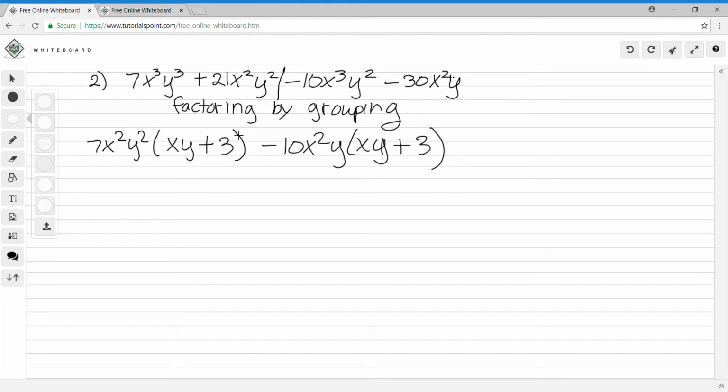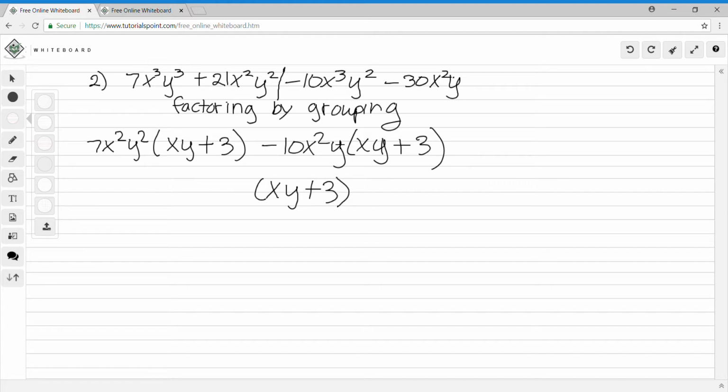Notice that we have two terms that look the same: xy plus 3, xy plus 3. This means that factoring by grouping works. If you don't have two terms that are the same, then factoring by grouping won't work. When you have two terms that look the same, you just write it once. So we can rewrite it as xy plus 3.